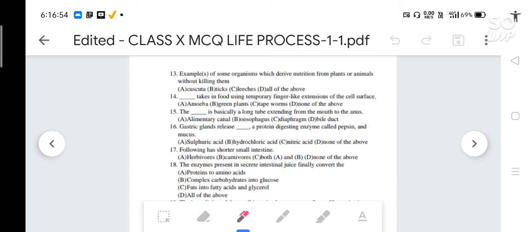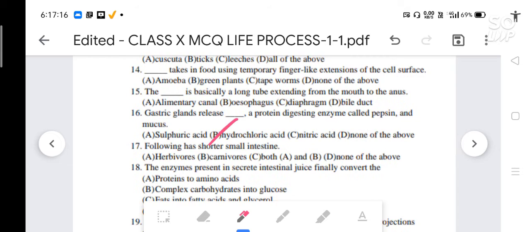So our 16th question is: gastric glands release a protein digesting enzyme called pepsin, and mucus, and which of the following? Gastric glands means we simply thought of the stomach. The stomach releases which thing? Simply hydrochloric acid. So the correct option is hydrochloric acid. These questions are all very simple and important also, and may come in board exams like in term 1. So move on to the 17th number.